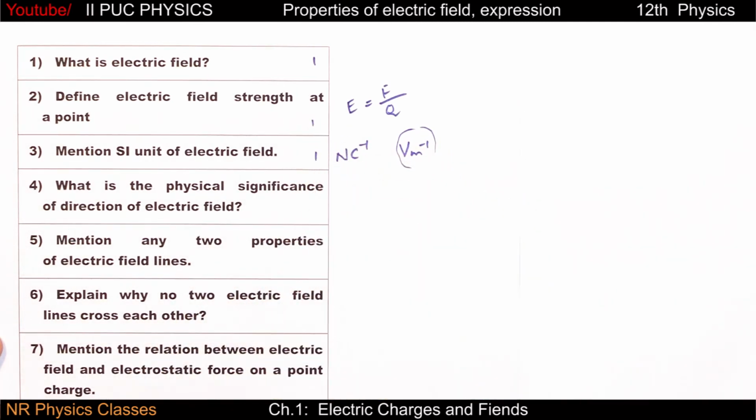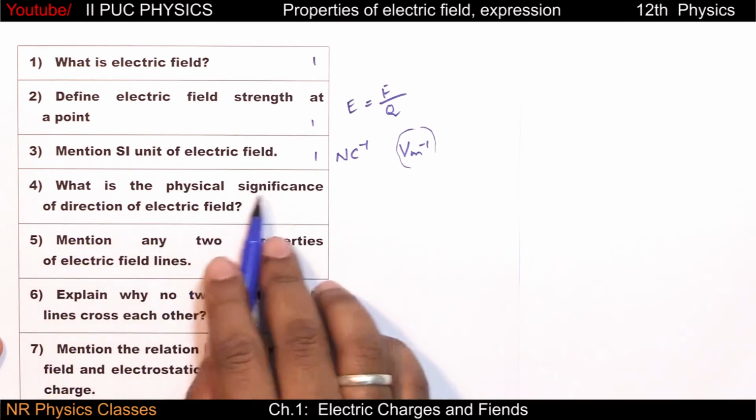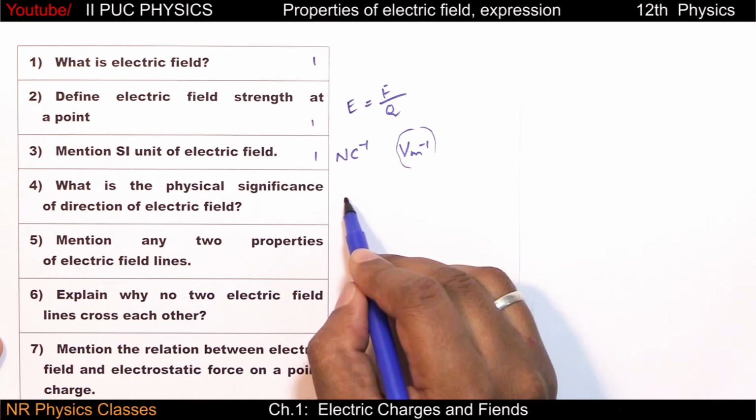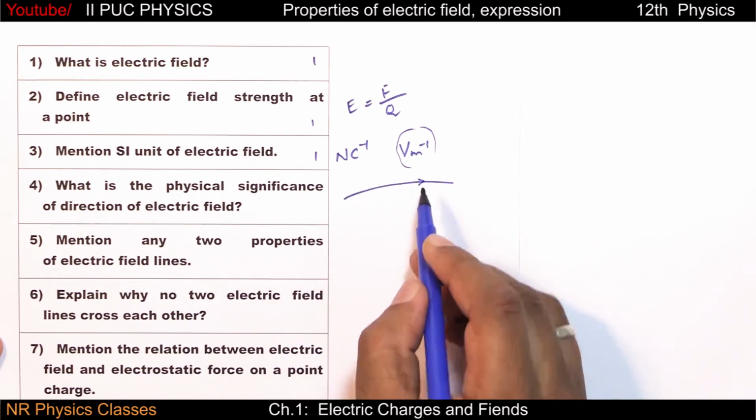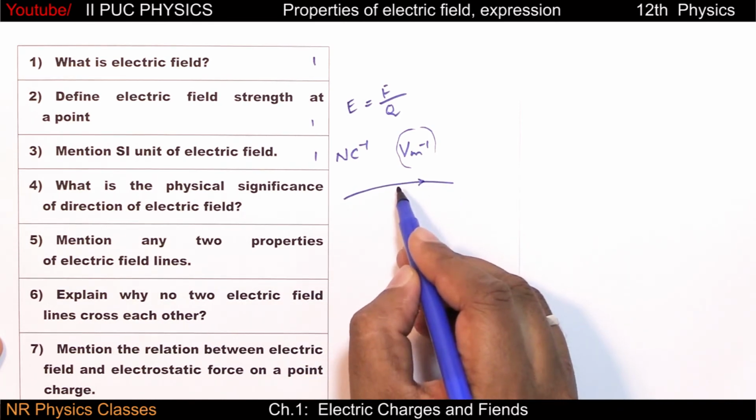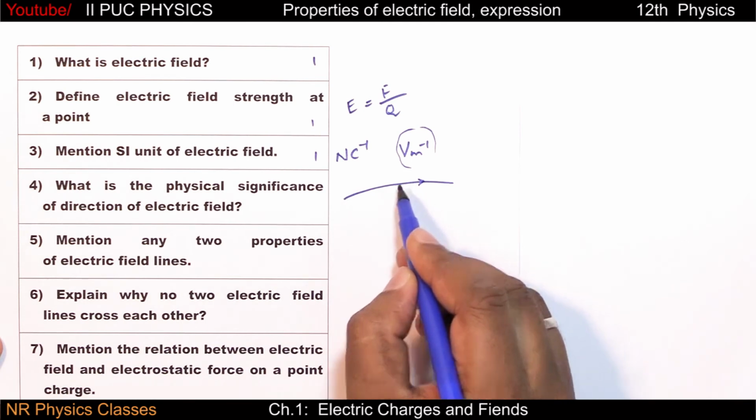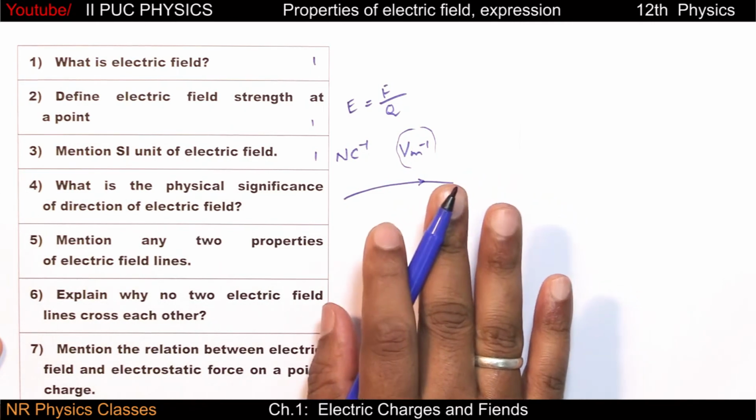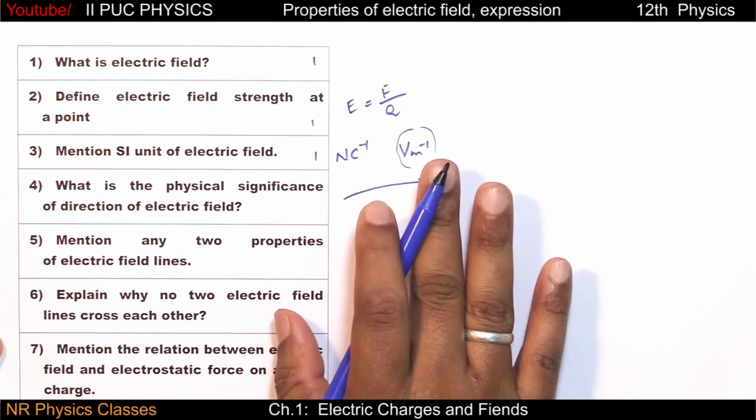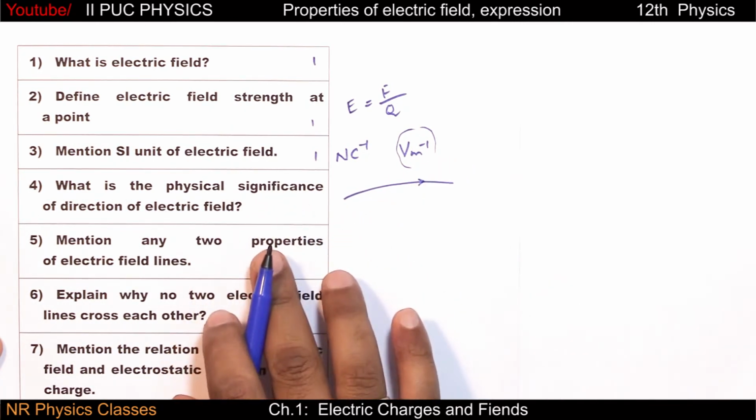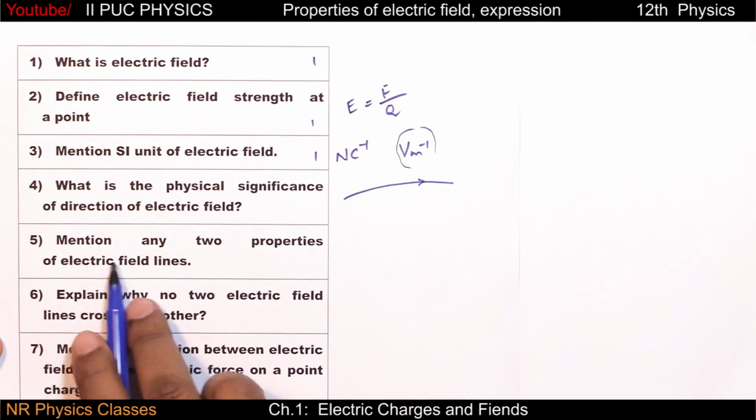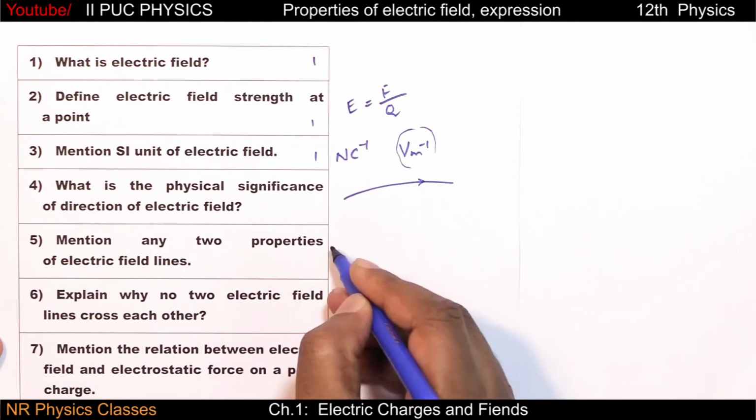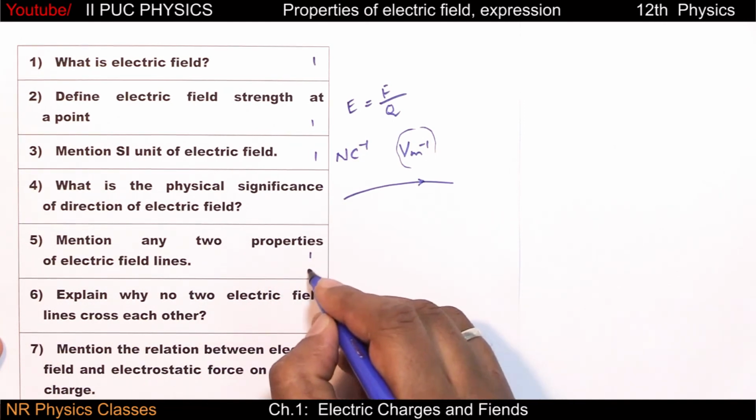1 mark. What is the physical significance of the direction of electric field? The direction of motion of a test positive charge is the direction of the electric field line. I am not writing any of the answers. Students, please copy the questions and then answer. Mention any 2 properties of electric field lines. There are many properties, write any 2. It could be for 1 or 2 marks.